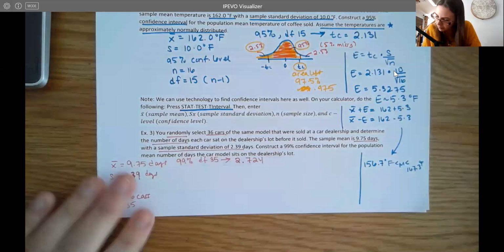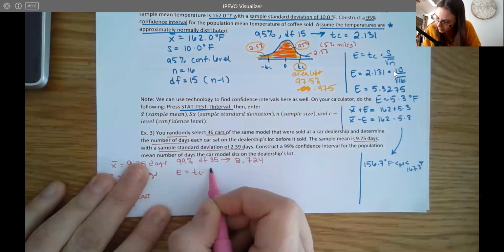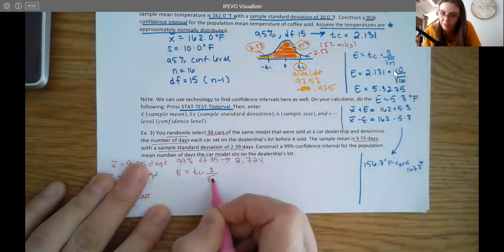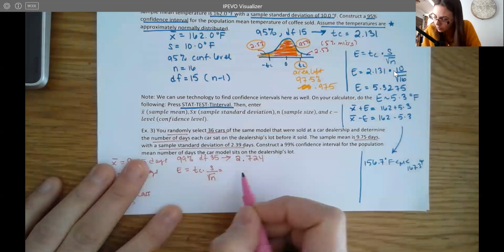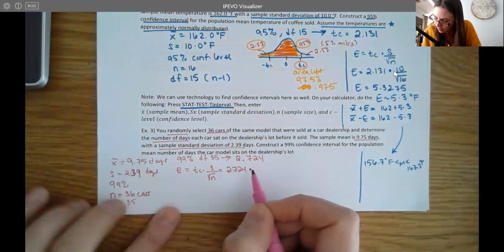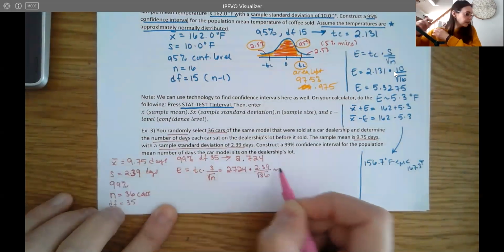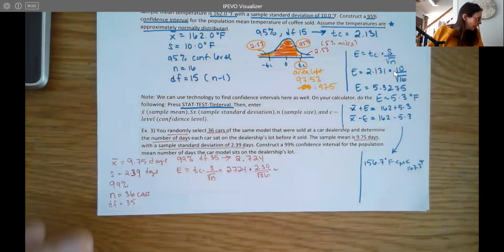So if I want to find the error by hand, I take that critical T value, I multiply it by my standard deviation and divide it by the square root of n. So I'm doing 2.724 times 2.39 over the square root of 36. And again, you're just going to use your calculator there. And let's see, what are we going to get?